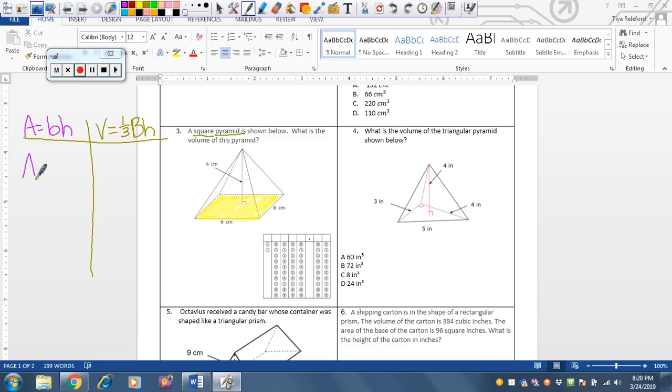Your square is going to come from these 2 numbers. That answer goes in for capital B. 6 is your height. Do not forget to divide by 3. Multiplying by 1/3 is the same as dividing by 3.